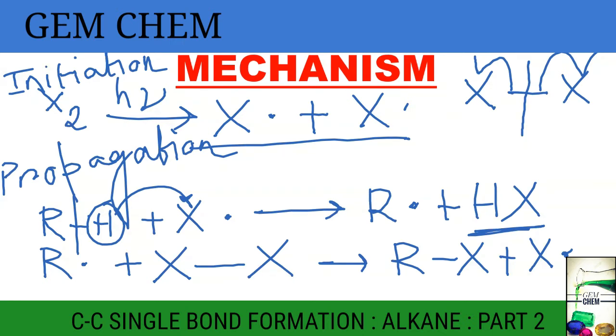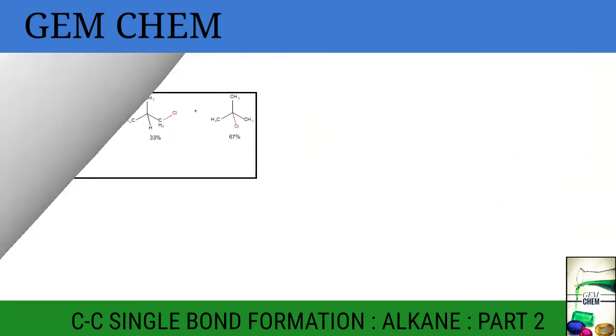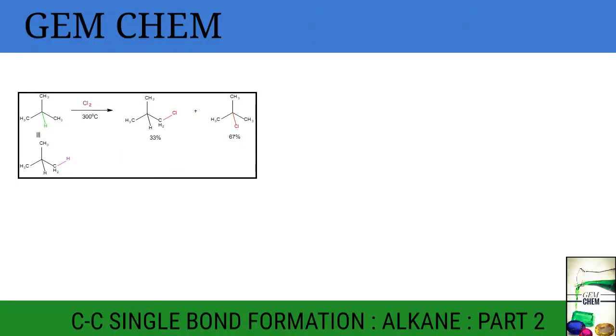Now we will see the reaction which we have already learnt. Now see this reaction, we have seen this previously. Now here it is 67% and here it is 33%, right? Now we will see the reaction mechanism for this particular case. Now see what is the reaction mechanism. Again same thing, we know that on giving light, chlorine breaks up into chlorine radical.